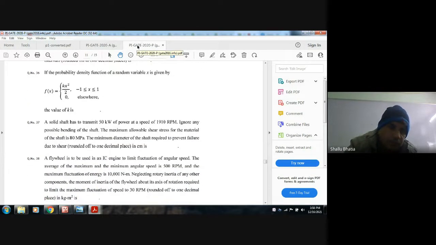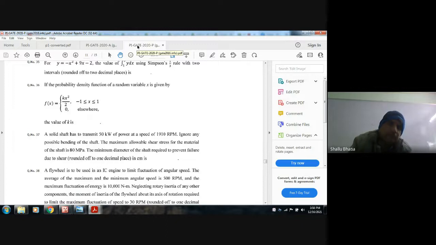If the probability density function of a random variable x is given by f(x) is equal to kx square by 2, where x is varying from minus 1 to plus 1. Okay. Now we integrate it. This is a probability density function. If we integrate it, then we get the total probability, and the total probability cannot be more than 1. And by using the concept, we can find out k.